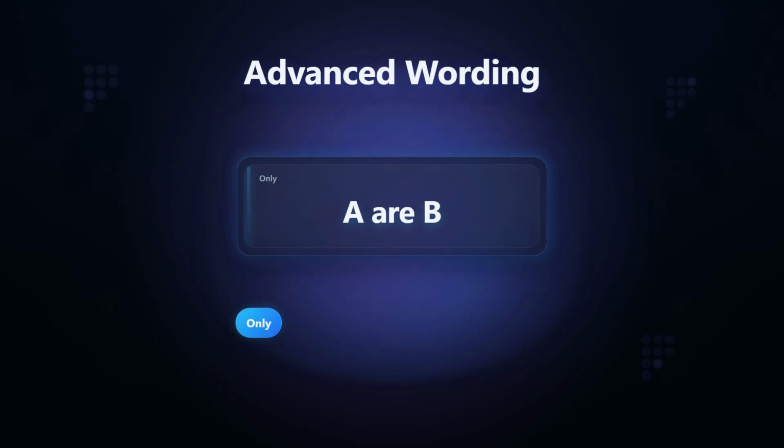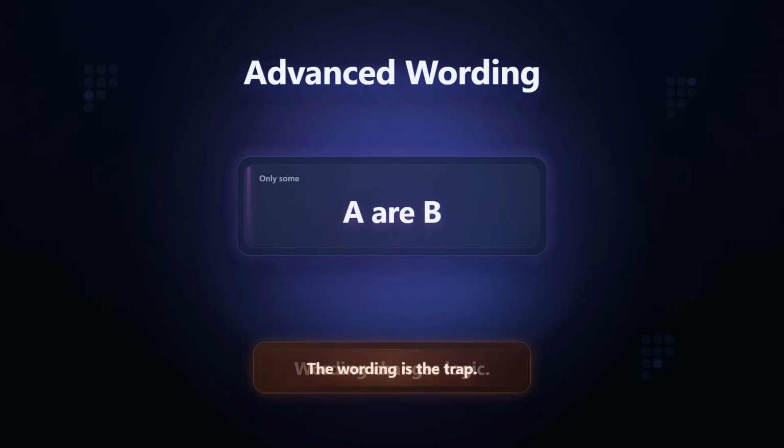Some syllogism statements become tricky because of wording. Words like only a few and only some are not extra decorations. They change what the statement actually allows. For example, only A are B is not the same as all A are B. And only a few usually means some are and some are not. So whenever you see these words, slow down, the wording is the trap.